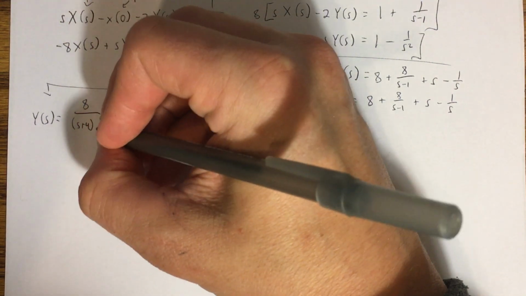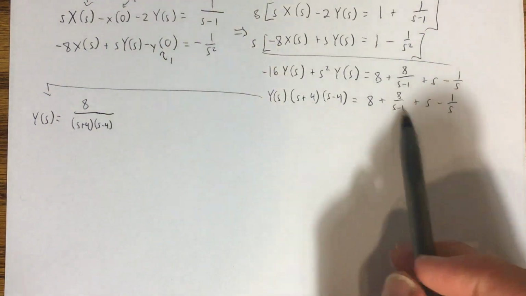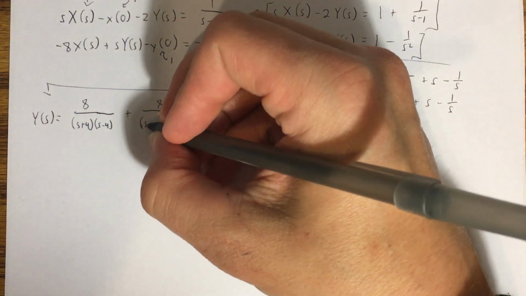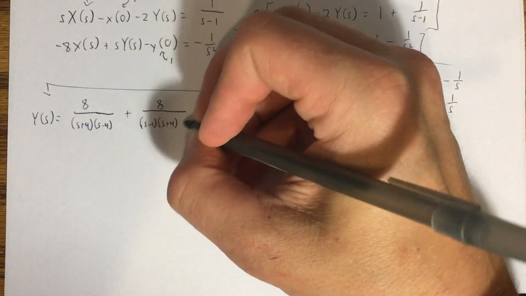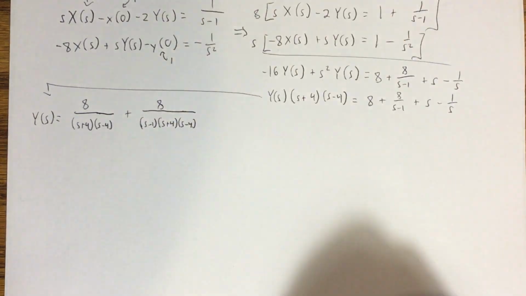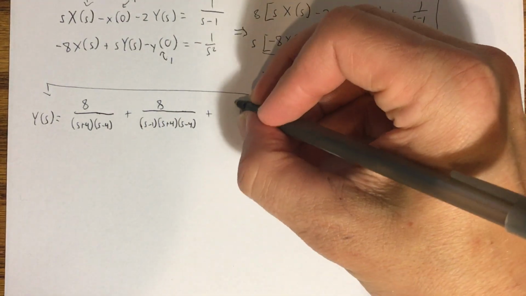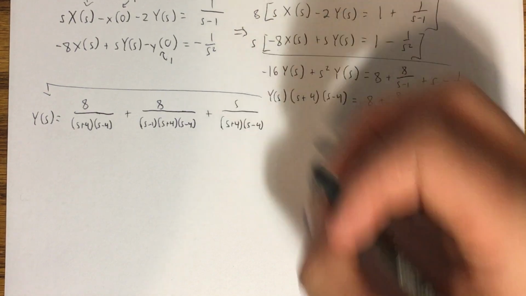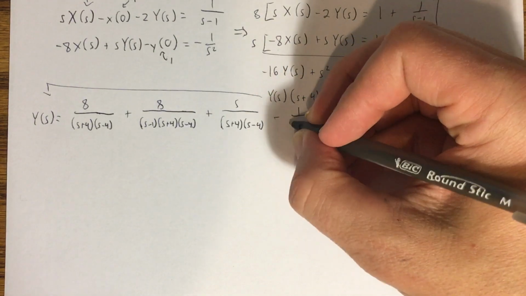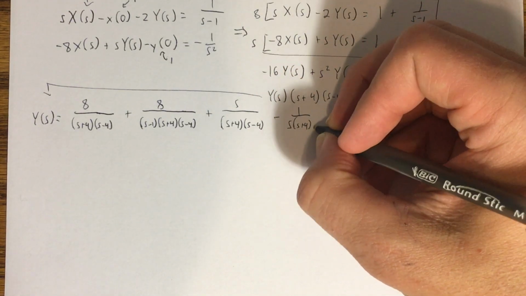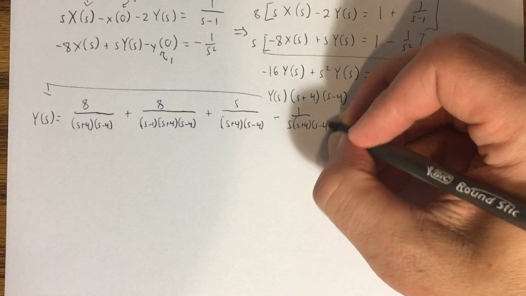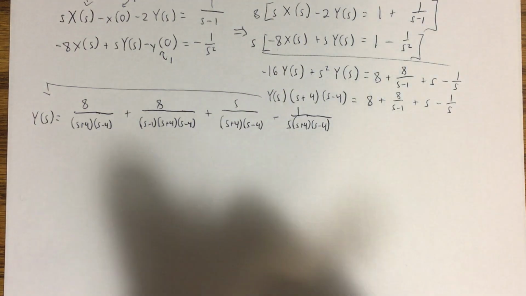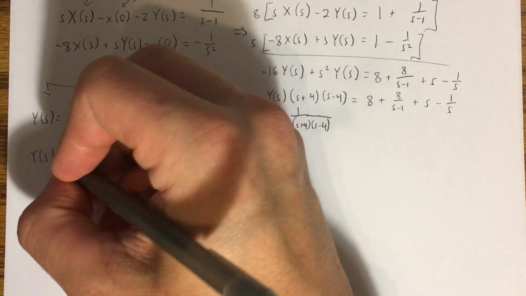S plus 4, s minus 4, plus 8 over, I have s minus 1 there, s plus 4, s minus 4, and then I have s here, so plus s over s plus 4, s minus 4, and then minus 1 over s times s plus 4, s minus 4. Okay? It's fairly cluttered, but what I want to do is combine all of these into a single rational expression. So I'm going to end up with this, y of s equals.